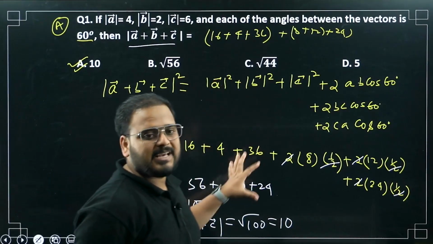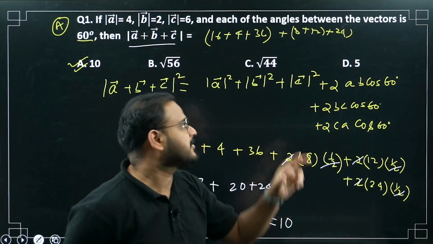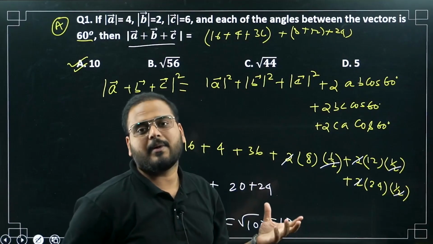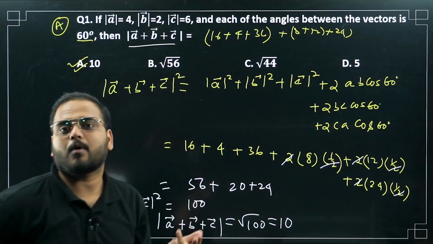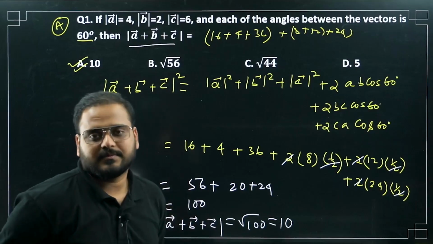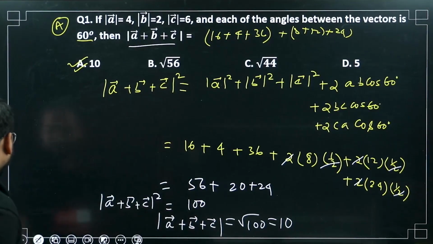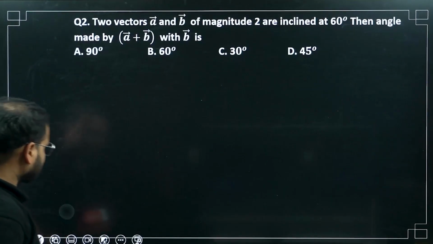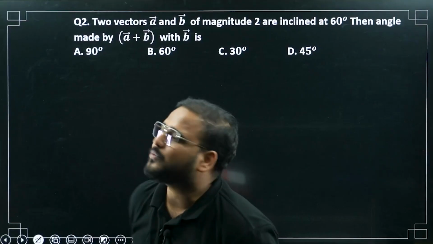Don't have to do all the steps, I explained you so that you get the concept, otherwise you can do it in one line in your mind also, okay. If you can calculate it properly, the answer will come in your mind, okay. Great. Moving on to question number 2. Chaliye, what is the question number 2?